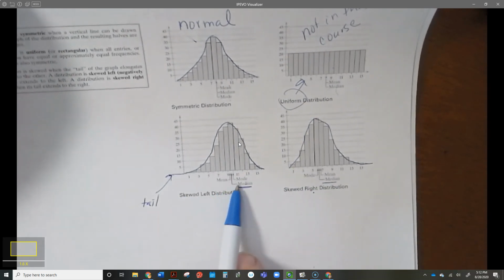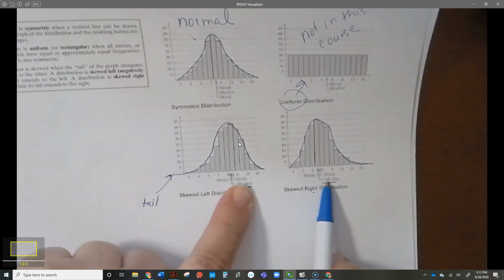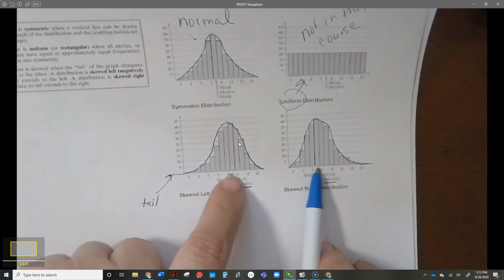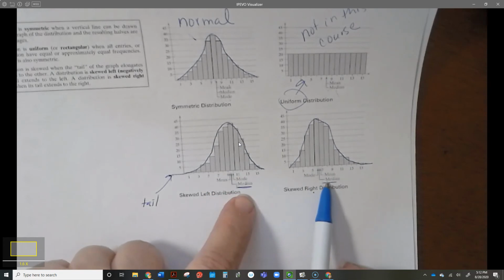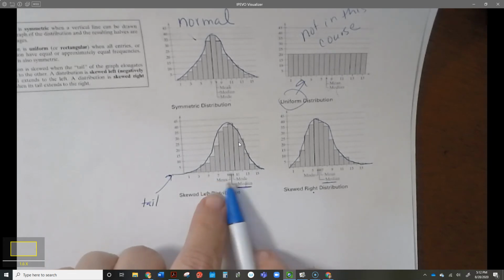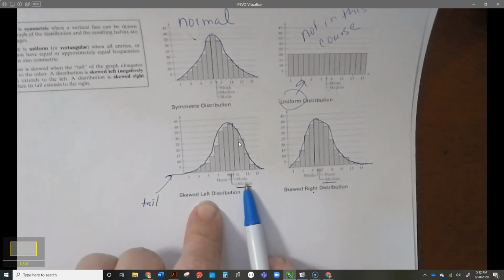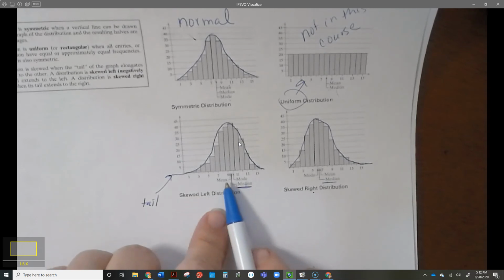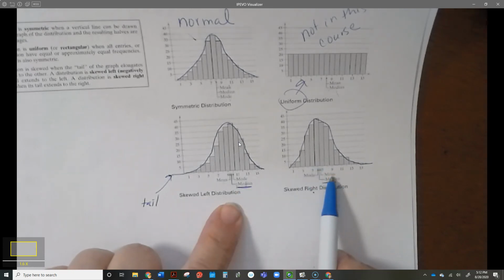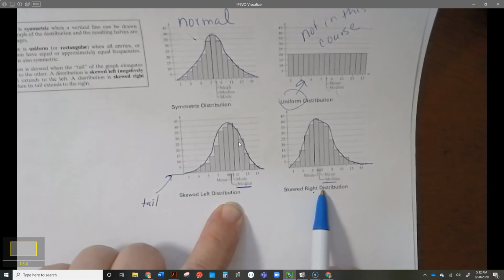And over here, your median is in the middle, and here your median is in the middle. It's going to be the highest one, because it's going to be the one in the middle. But here, notice that compared to the median, the mean is on the left. So if the mean is to the left of the median, let me say it again, if the mean is to the left of the median, it's skewed left. When the mean is to the right of the median, it's skewed right.